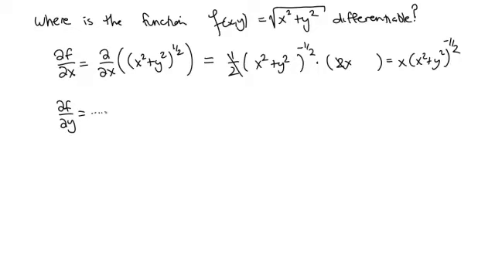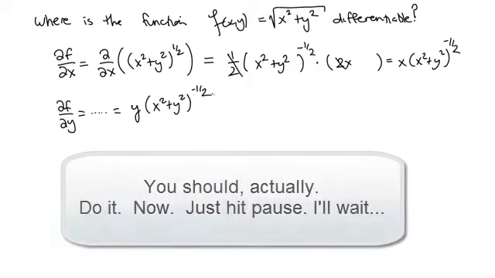power. If we do the same thing on the y side, notice that the roles of x and y are completely similar. So we should just get y times x squared plus y squared to the minus 1/2 power, although you can double check it longhand. So here are our two derivatives.